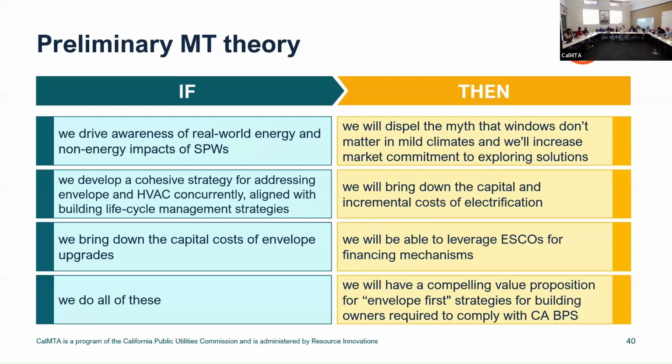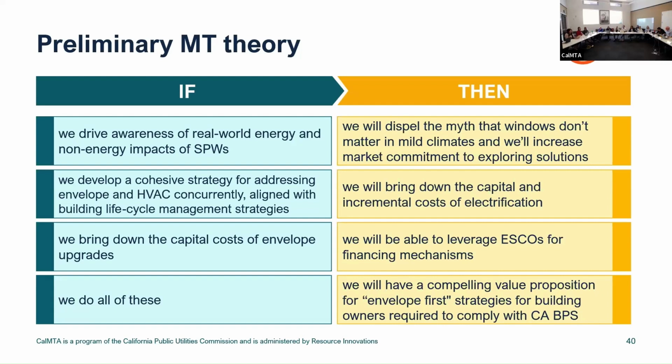Coming back to the preliminary MT theory, now more of an if-then rather than the narrative we talked about previously. And these build off each other. These aren't really four discrete if-then statements, but tend to cascade. So if we drive awareness of the real-world energy and non-energy impacts of single-pane windows, meaning if we better identify the magnitude of the problem, then we'll be able to dispel the myth that in mild climates, windows don't really make a big difference. There's not a lot of opportunity there. And then we'll have the opportunity to explore solutions with building owners and other market actors.